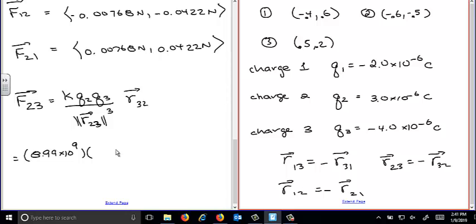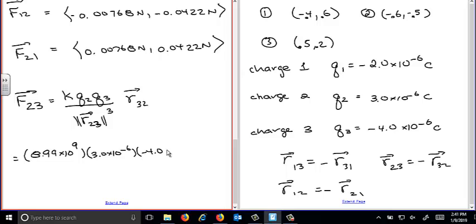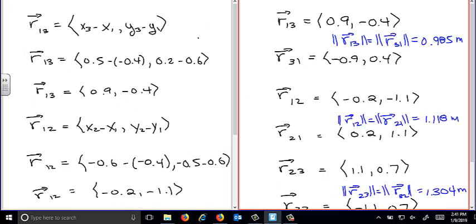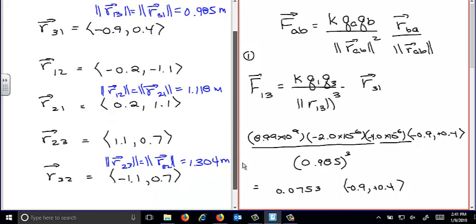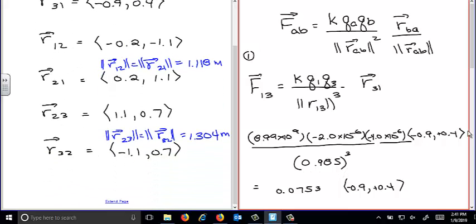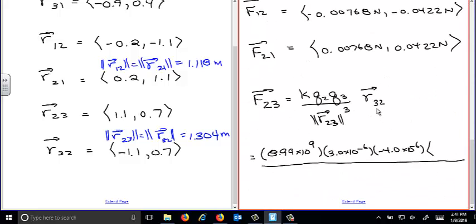So Q2 is positive 3.0 times 10 to the minus 6 coulombs. Q3 is negative 4.0 times 10 to the minus 6 coulombs. The vector, I'll get in just a second. So we go back one page. So we're looking for 3, 2. So that's going to be negative 1.1 comma plus 0.7. And we divide by the magnitude of R23, which is 1.304 meters cubed.